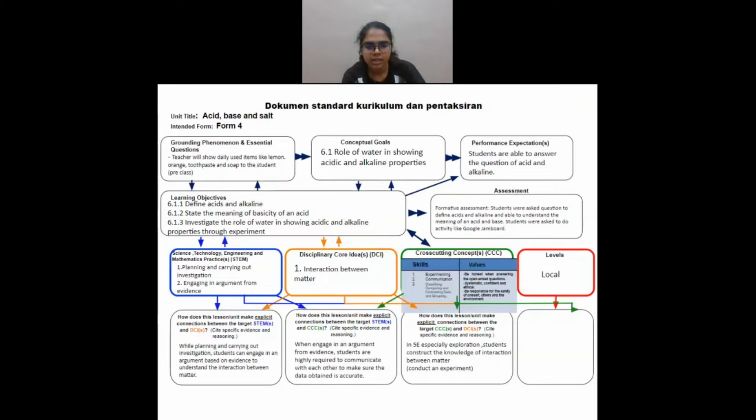When engaged in argument from evidence, students are highly required to communicate with each other and make sure the data obtained is accurate. And for the last one, how does this lesson unit make explicit connection between CCC and DCI? In 5E, especially in the exploration part, students construct the knowledge of interaction between matter. All of it we have explained in detail in our mapping tool.